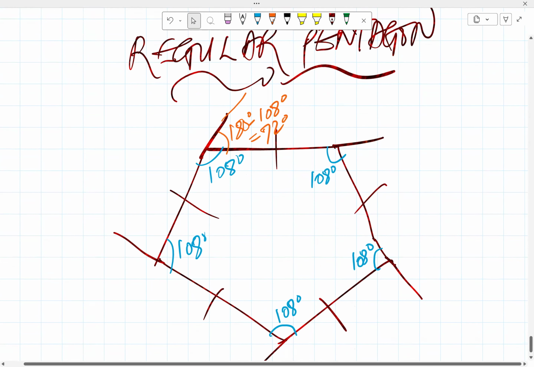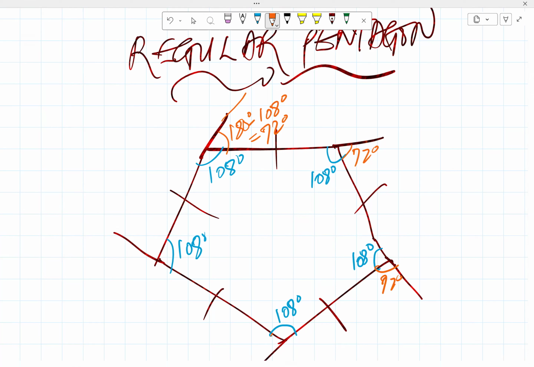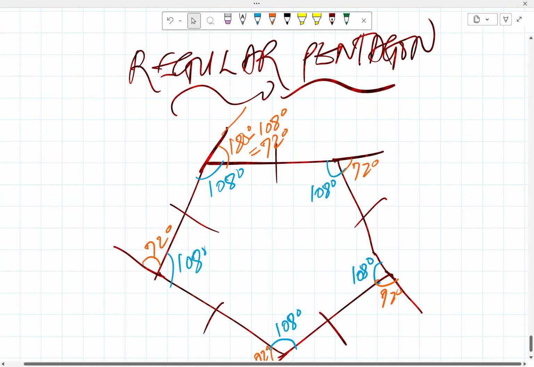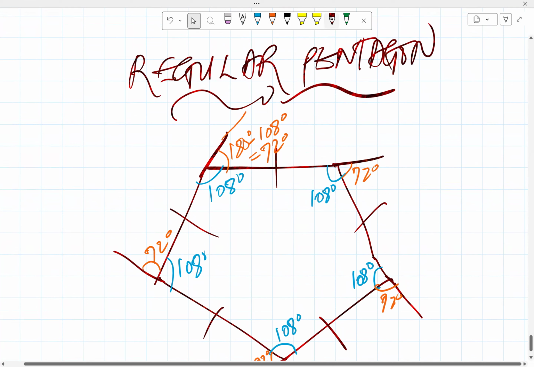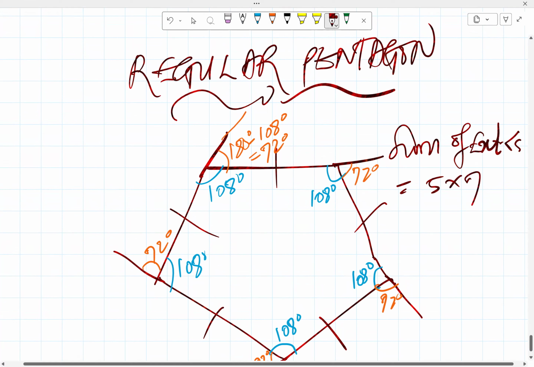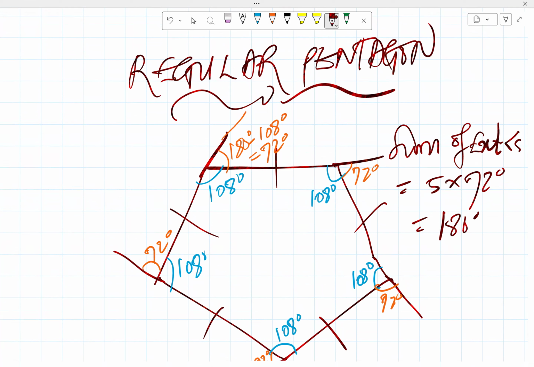So of course we know that every exterior angle is going to be 72 degrees like that. So 72 degrees, 72 degrees, and 72 degrees. So the sum of exterior angles will simply be 5 times 72 degrees, which is simply 180 degrees, right? So we have that.